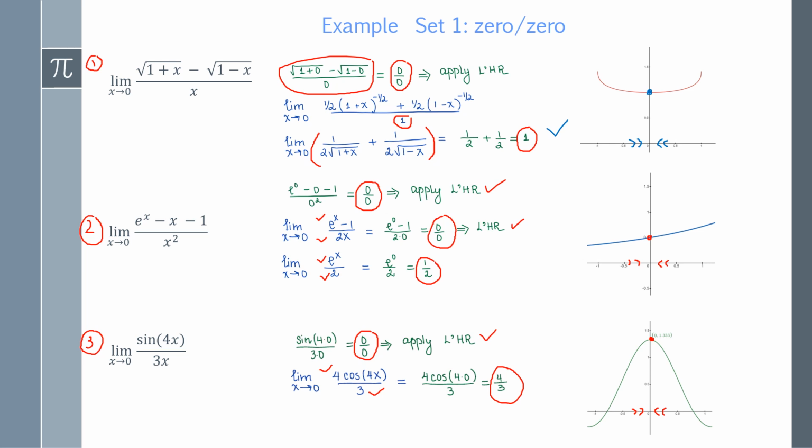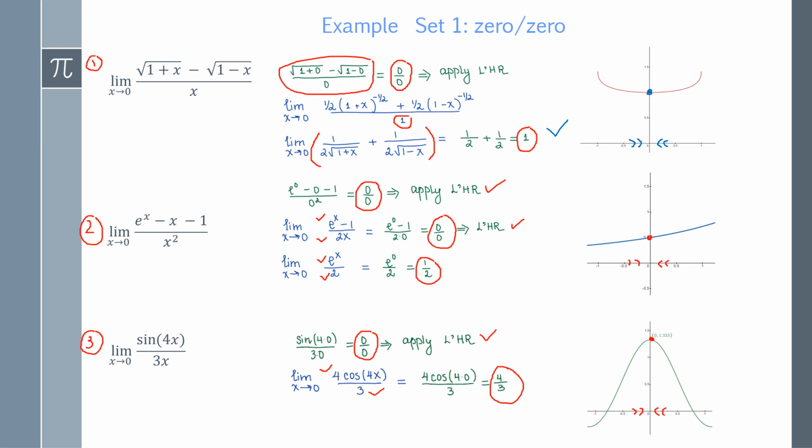So this is your first set of problems where the limits are of the form 0 over 0. Notice the expression can be all sorts of functions. We have exponentials, radicals, and trig functions. There's not just one type of function we can have. As long as you have 0 over 0, you can apply this rule.